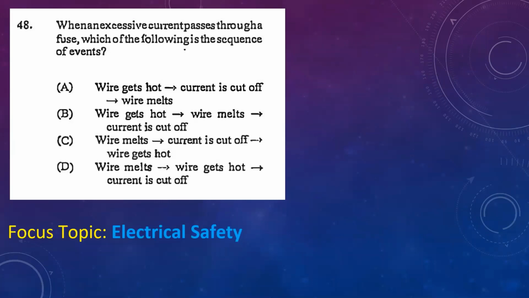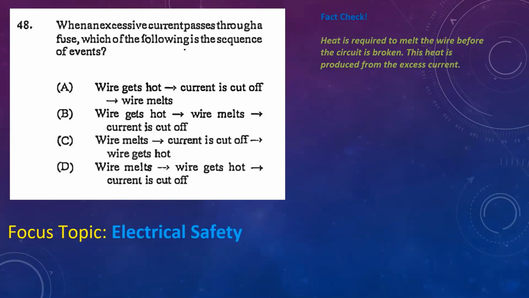Number 48. When excess current passes through a fuse, which of the following is the sequence of events? Now, for a fuse, what happens is that once excess current starts to flow, that heat melts the wire. So the wire gets hot, and then the wire melts, and that is what causes the current to get cut off. So our answer there is B.